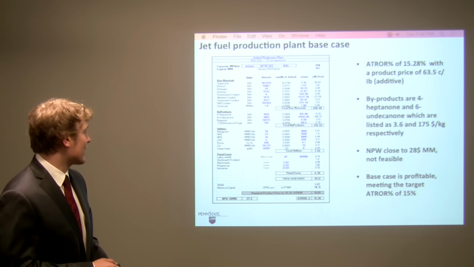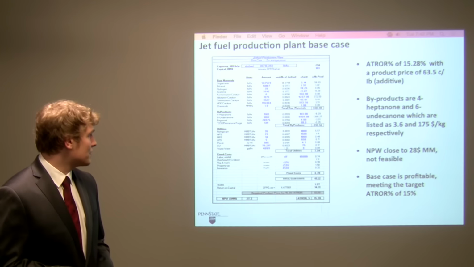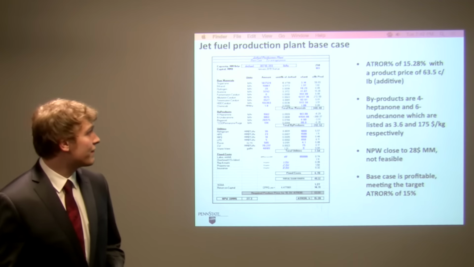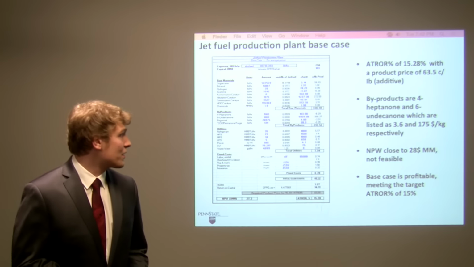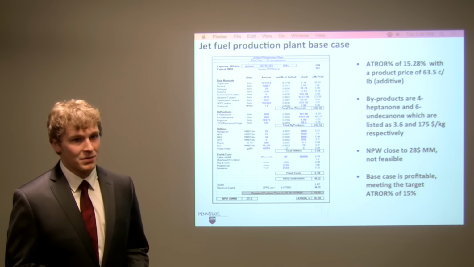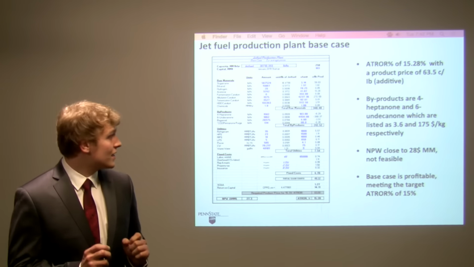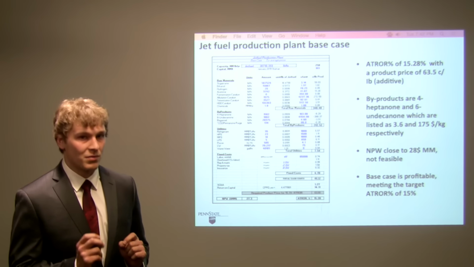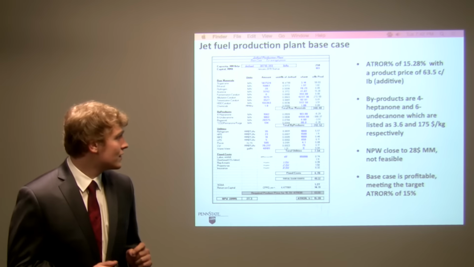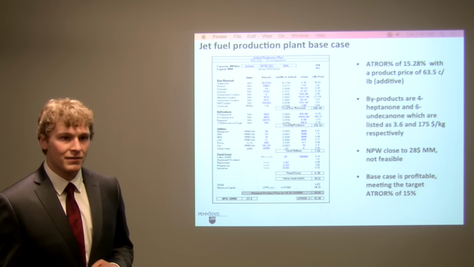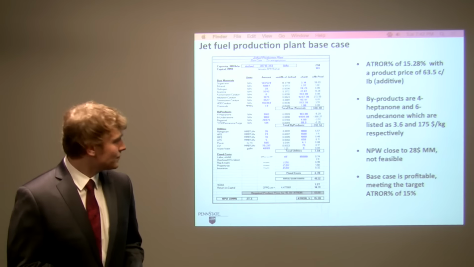This is our economic evaluation sheet, and using this we calculated an ATROR of 15.28% with a product price of 63.5 cents per pound. Now, this is higher than the conventional cost of jet fuel, but it's this high because we have a much purer product than the conventional jet fuel. So we're going to use ours as an additive for lower purity jet fuels.